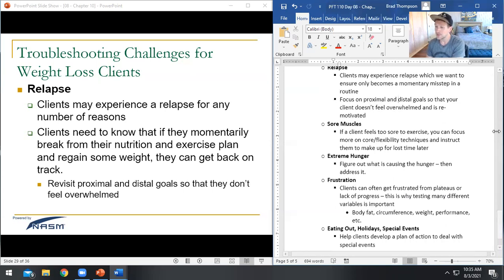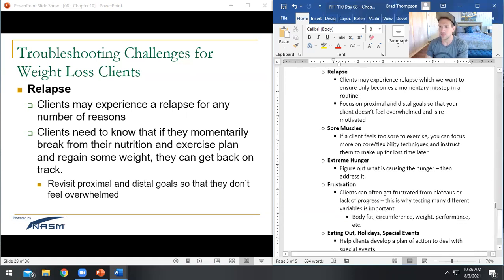If your client relapses into old habits, right? Remember, we're moving through those stages of change. We're going from pre-contemplation into contemplation, into preparation, into action, into maintenance. We're trying to get our client into maintenance. If they start falling backwards into old habits, figure out why they're relapsing, what's causing this, right?